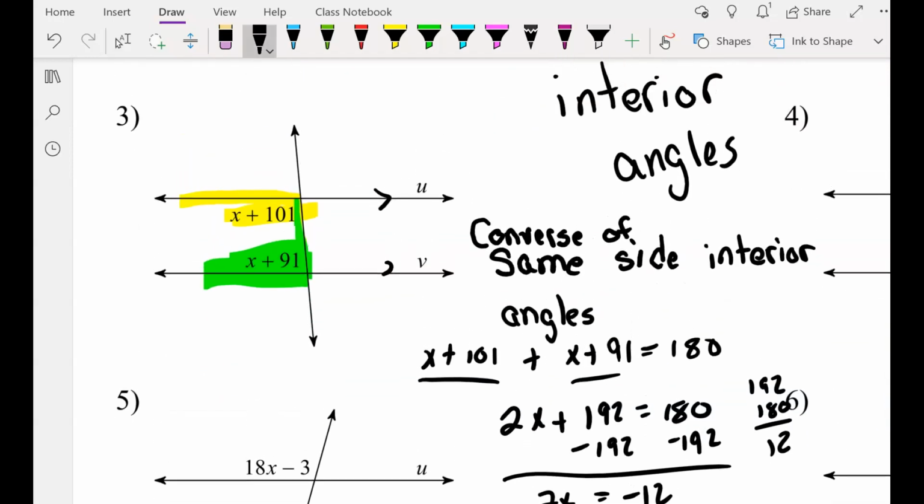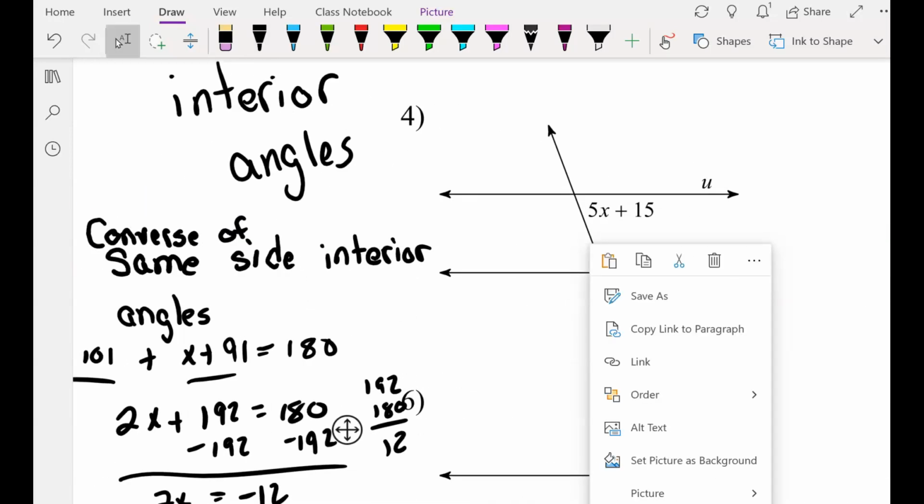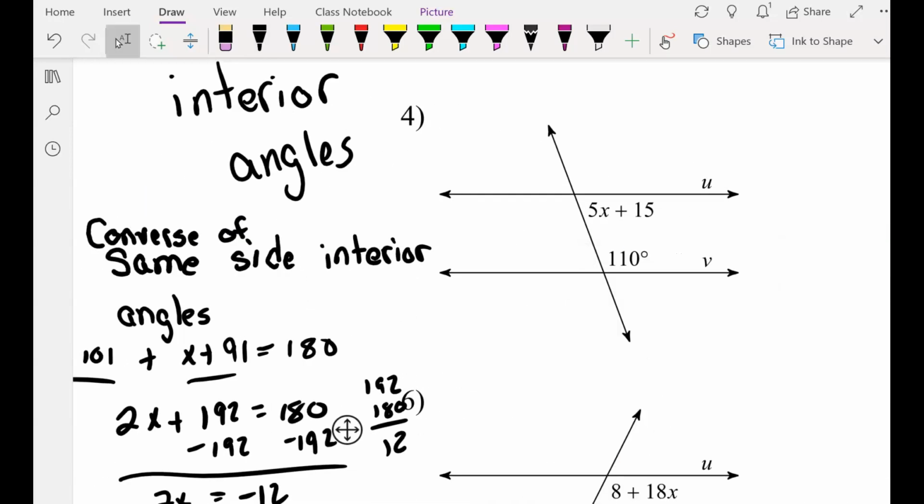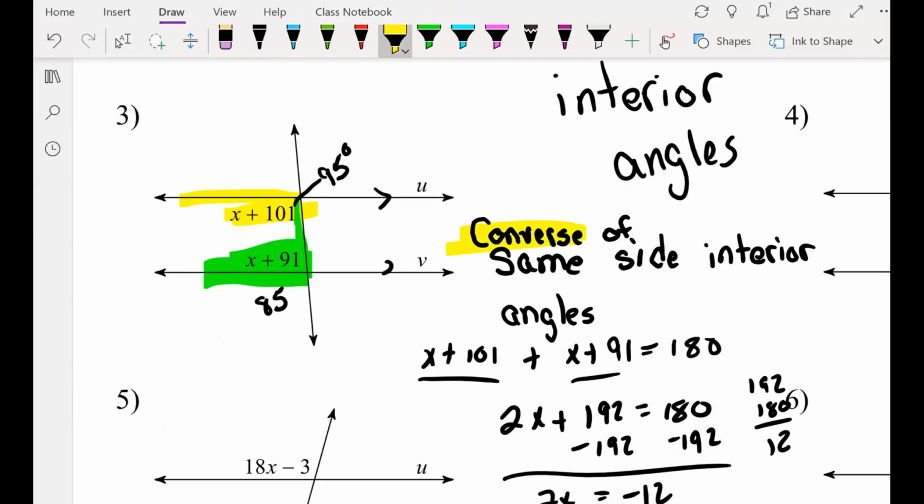So this is 90. So this angle here is 95 degrees. And this angle here is 85 degrees. Okay, and that's pretty much it. The big thing is you want to make sure you put the word converse in front of it.